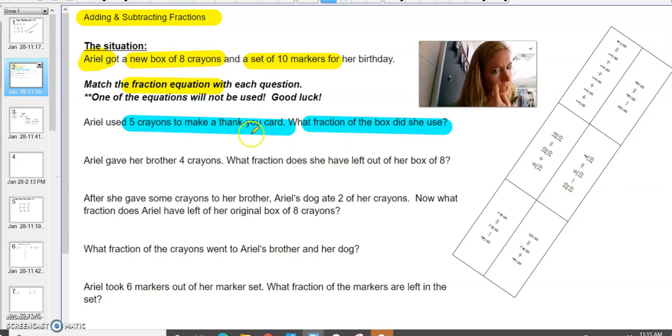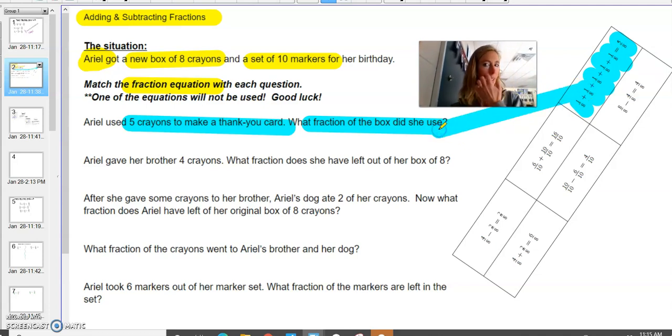All right, we need to find 5 crayons. When I look at this one, here is 1 crayon out of 8. And another 1 crayon out of 8. And another 1/8. And another 1/8. And another 1/8. That'll give me a total of 5 crayons out of the 8 that are in the box. So there it is. That equation goes with this situation.